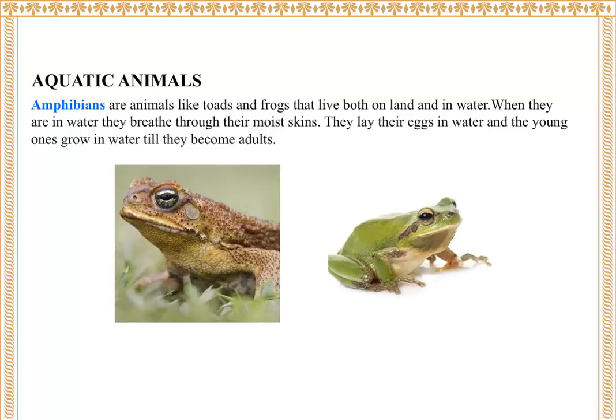Amphibians. Amphibians are animals like toads and frogs that live both on land and in water. When they are in water, they breathe through their moist skins. They lay their eggs in water and the young ones grow in water till they become adults.